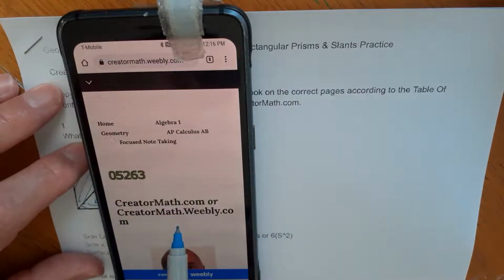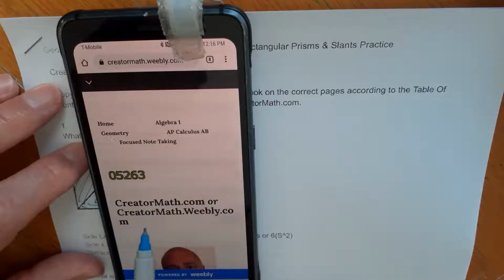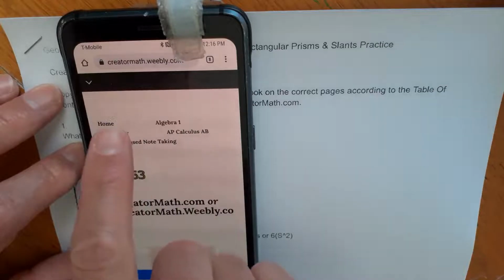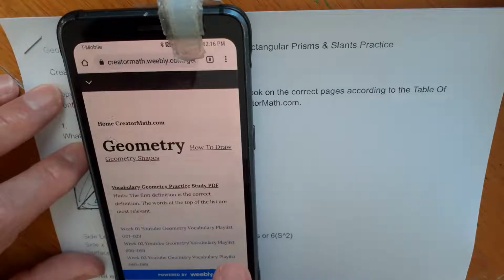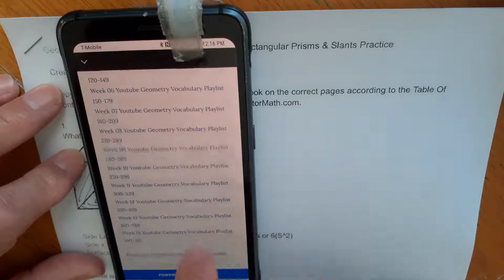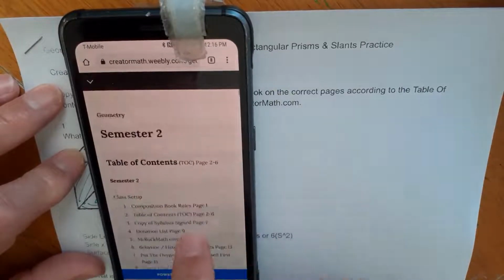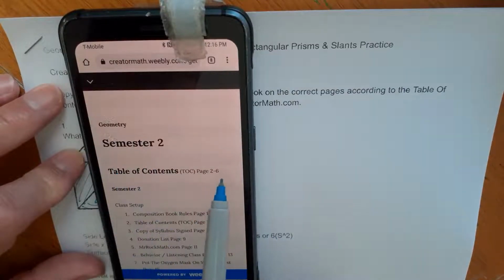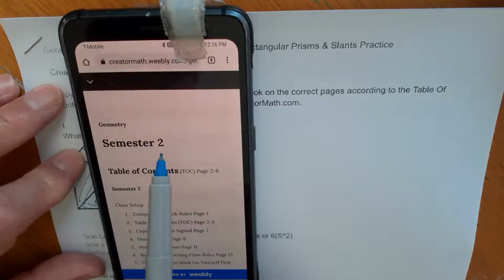This is creatormath.com or creatormath.weebly.com. If you type it into Google with no spaces, creatormath.weebly.com, it should come up. Then we go to the Geometry tab and find this lesson, so scroll down to the table of contents. Right here it says Semester 2, Table of Contents. This goes on pages 2 through 6 of your comp book, as long as it's still Semester 2.